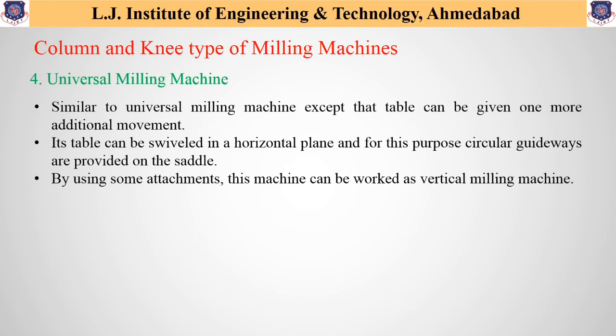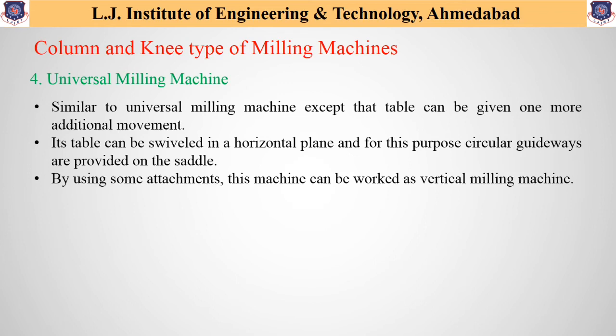So there is only one difference between horizontal and universal milling machine: in addition to the movements available in the horizontal milling machine, one extra movement, the swiveling movement of the table in the horizontal plane, can be obtained in the universal milling machine. So this is about the universal milling machine, because all other parts and construction are similar to the horizontal milling machine.